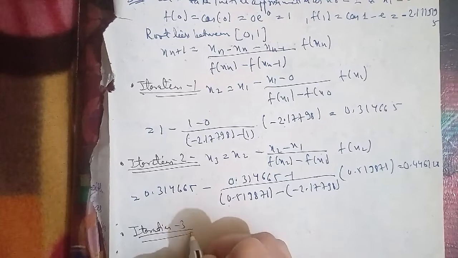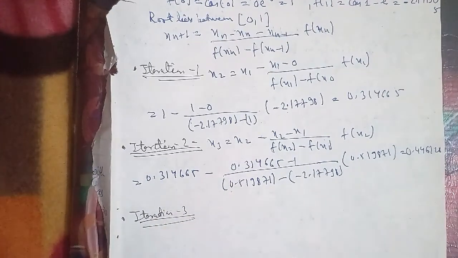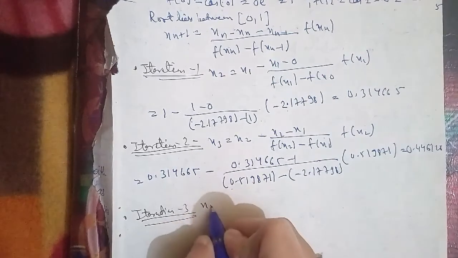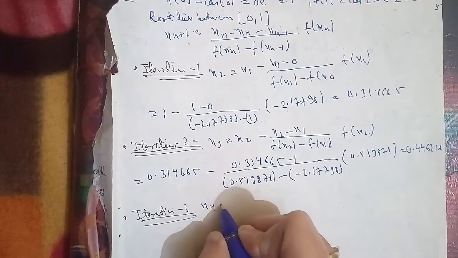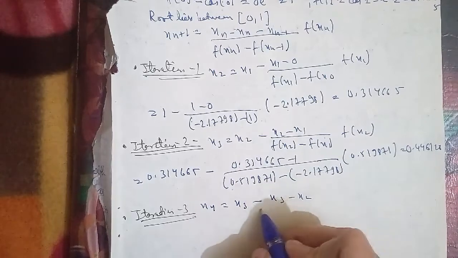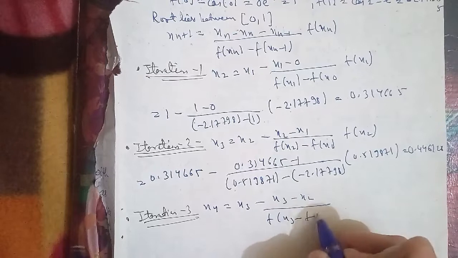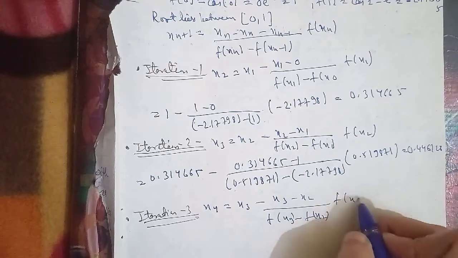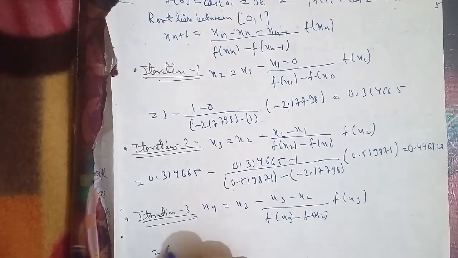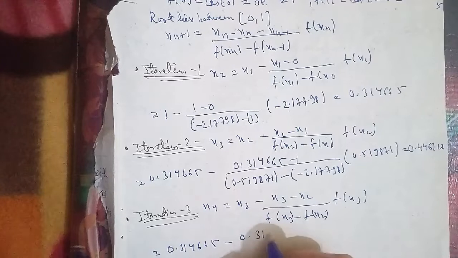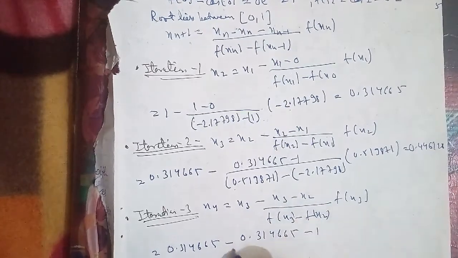x4 equals x3 minus x2, f(x3) minus f(x2) and f(x3) will have minus 0.314665 minus 1 upon equals to.